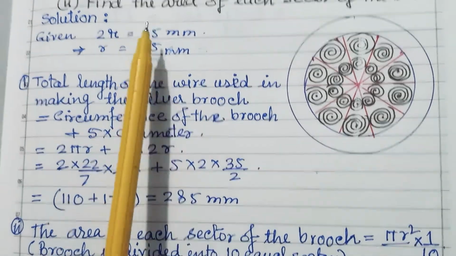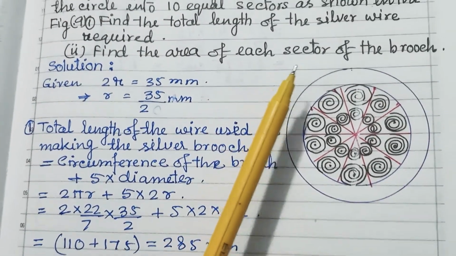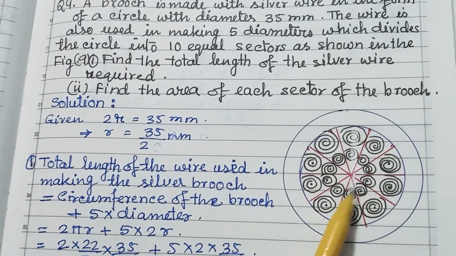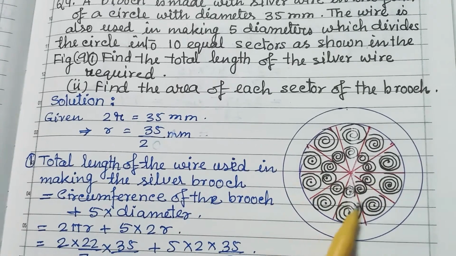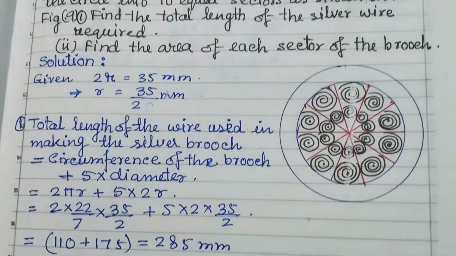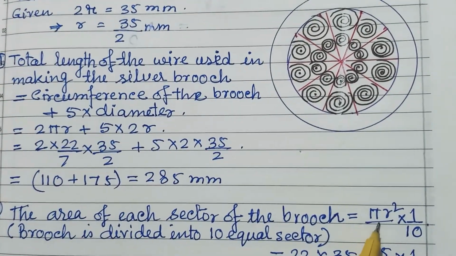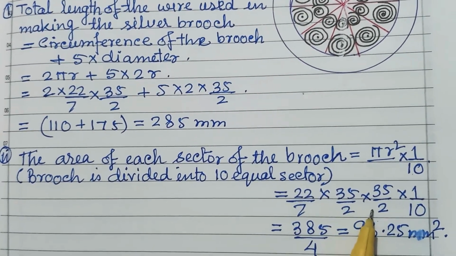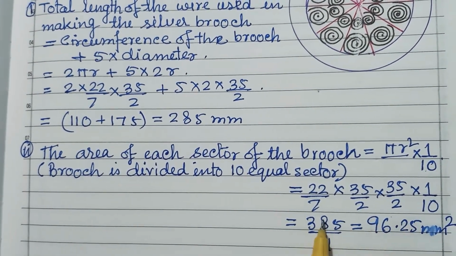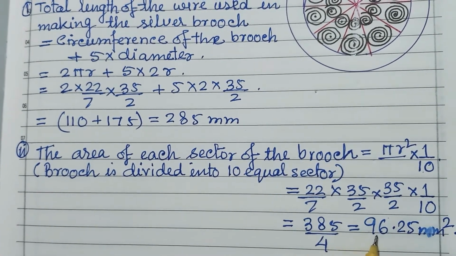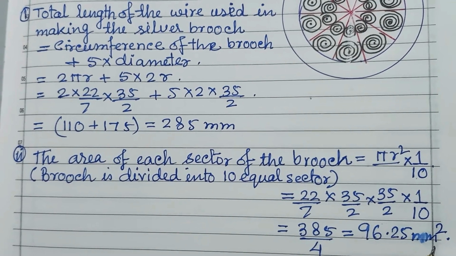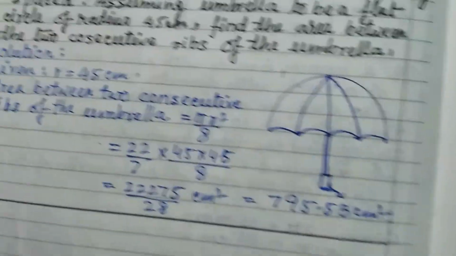The second part asks: find the area of each sector of the brooch. This brooch is divided into 10 equal parts, so it is the area of the circle divided by 10, that is, pi r square into 1/10. By calculation it is 96.25 millimeter square. Okay, that is question number 9. Next, question number 10, the last question of this part.